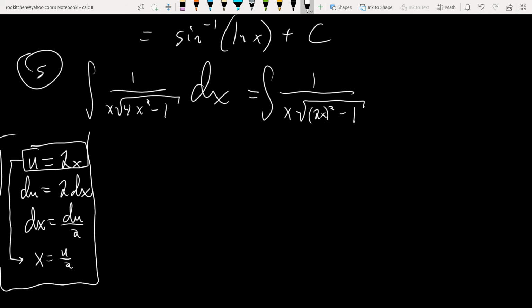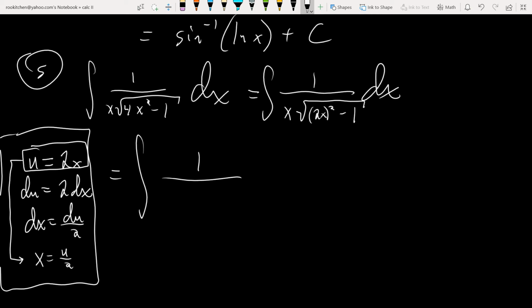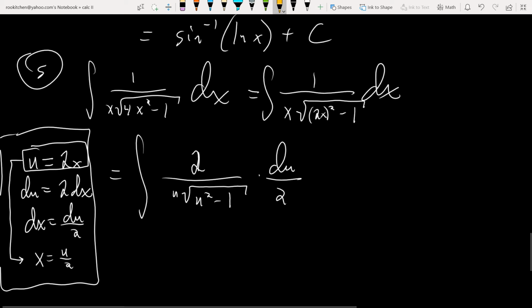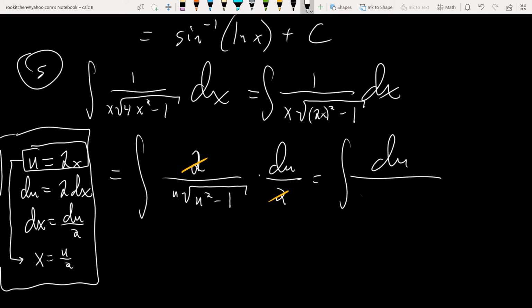Okay, so we can do our subs. I have the integral of, and I lost my dx somewhere, 1 all over x, which is now u over 2. 1 over u over 2 is really 2 over u, so let's put the 2 in the numerator. Square root of u squared minus 1, and then dx is du over 2. Okay. So it looks like the 2's will cancel, and we have our nice secant inverse form.